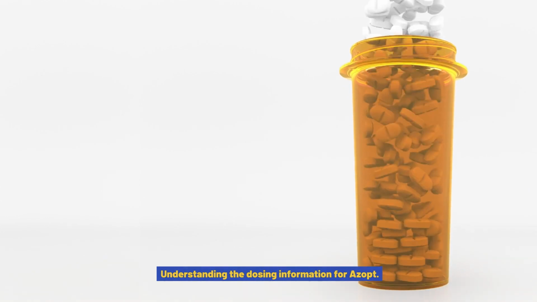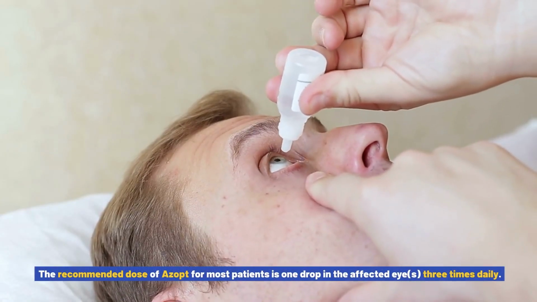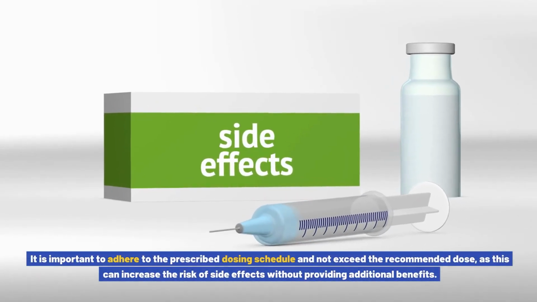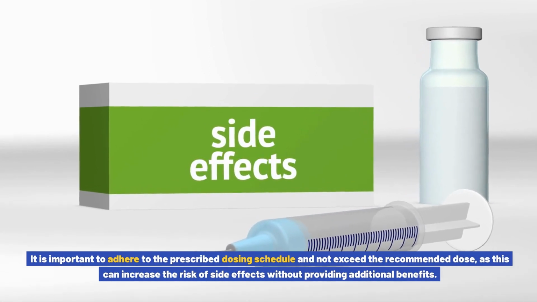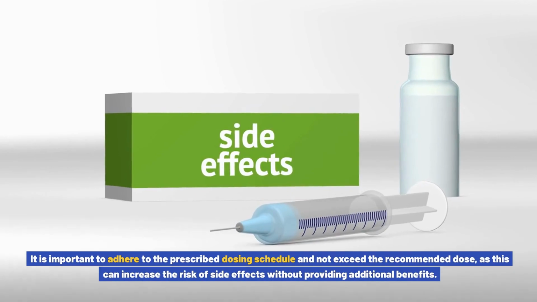Understanding the dosing information for Azopt. The recommended dose of Azopt for most patients is 1 drop in the affected eyes 3 times daily. It is important to adhere to the prescribed dosing schedule and not exceed the recommended dose, as this can increase the risk of side effects without providing additional benefits.